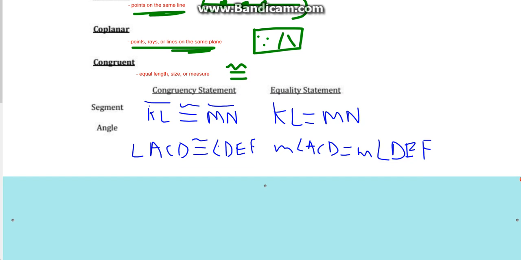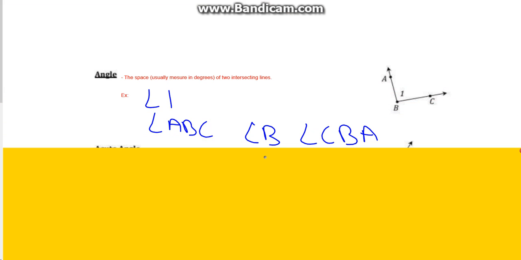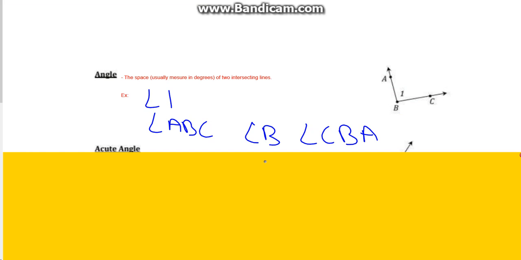Moving on to the next one. Angle, the space, usually measured in degrees, between two intersecting lines. Ways that we can name them: angle 1, angle ABC, angle CBA. Very important that the vertex is in the middle. It's super important. The vertex has to be in the middle, or you can just single it out, or angle 1 if it has a number there.